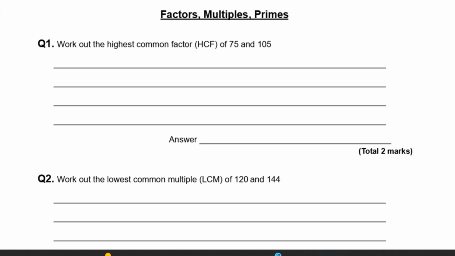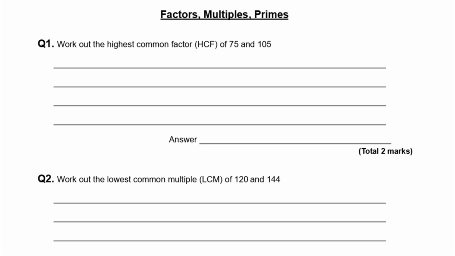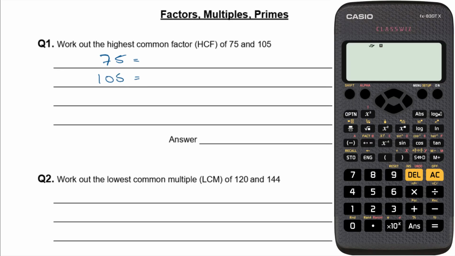Okay. So the alternative method is to use prime factors. So I can rewrite 75 as a product of its primes. Now again, if you've got the Casio calculator, there's a handy function on here for finding prime factors. So I'm going to just type in 75 equals and then press shift and then the fact key, and you see it writes it as 3 times 5 squared. I'm just going to write that as 3 times 5 times 5, and then the other one, 105 equals and then shift fact. That tells me it's 3 times 5 times 7.